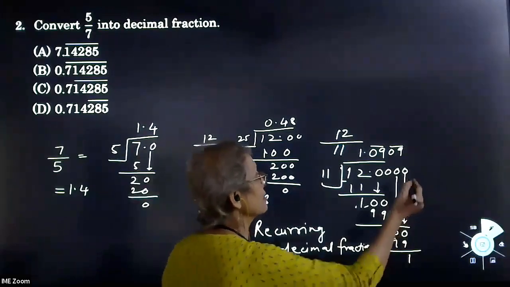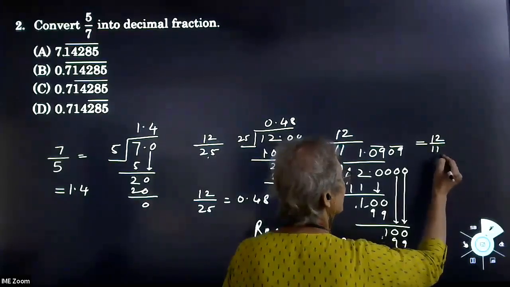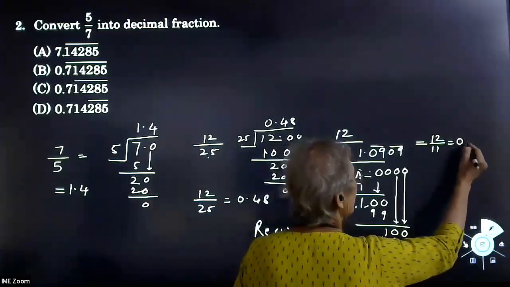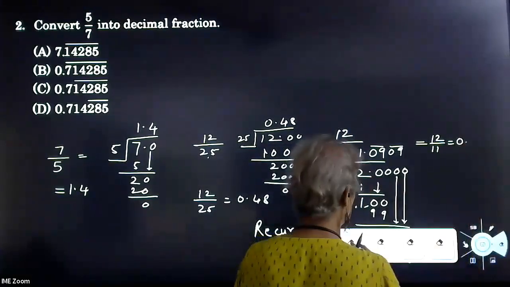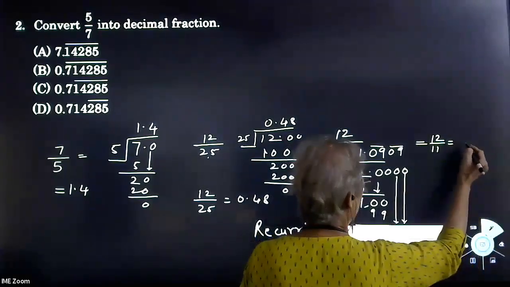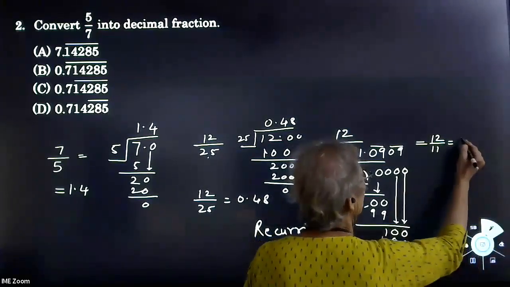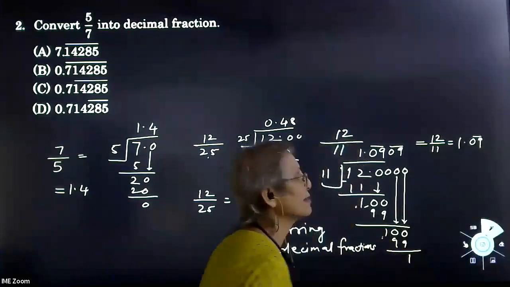And therefore, such fractions are written as 12 upon 11 is equal to 0. Sorry. It is not 0. It is 1 is there. This is 1.09 bar.